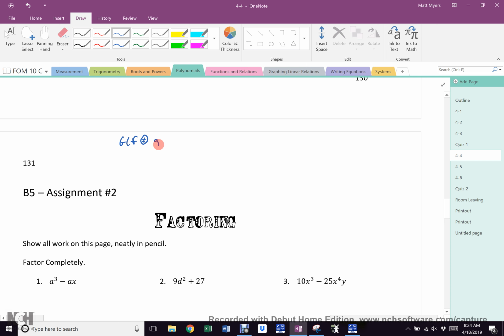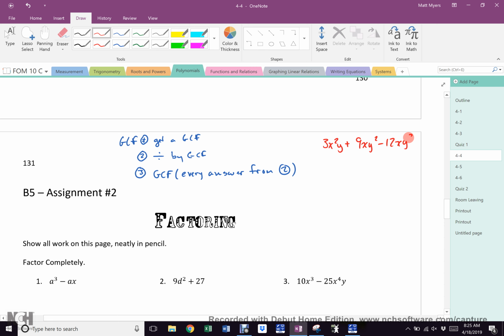Step 1, get a GCF. Step 2, divide by GCF. Step 3, answer GCF bracket, then every answer from step 2. To remind you how to do that, 3x squared y plus 9xy squared minus 12xy cubed. What is the step 1? Find the GCF. What is it? 3 and x, y. So the GCF equals 3xy.